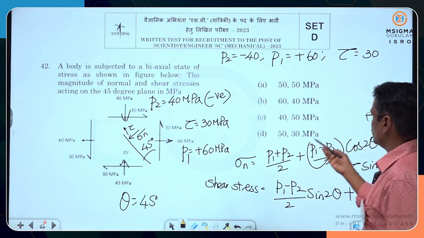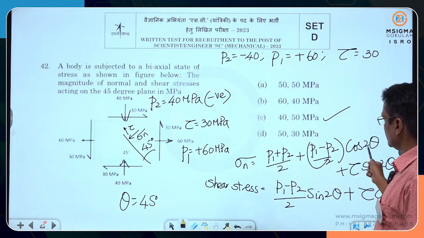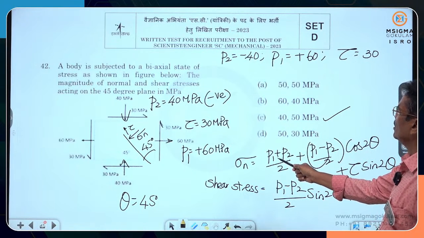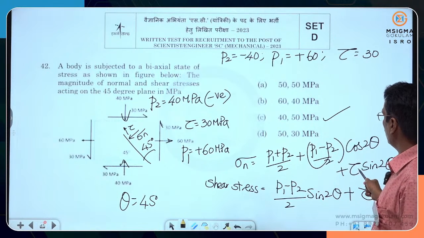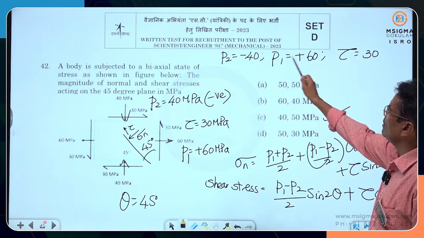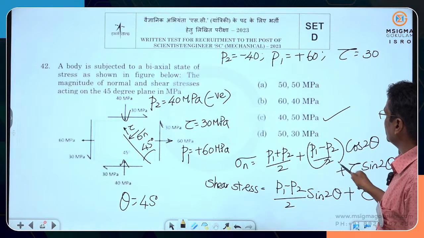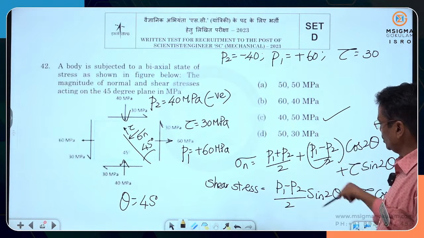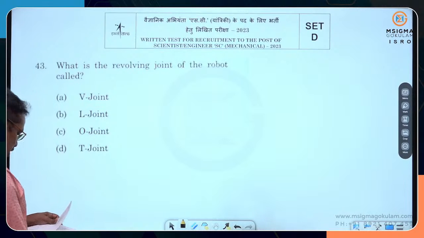We can directly see that normal stress answer will be C there. Normal stress, cos 90 is 0, this will vanish there. It will become P1 60 minus 40 divided by 2, this is 20, and tau sin 90 is 1, tau is 30. 30 plus, P1 60 minus of minus 40, that is 20 divided by 2, this is 10, so 30 plus 10, 40. Answer is C. You can directly see the answer there. If you substitute all these values here, you get the normal stress and the shear stress. Answer is C.